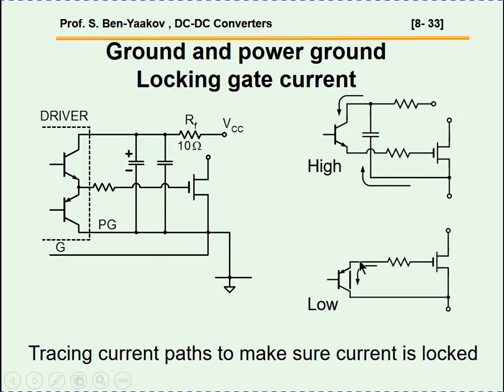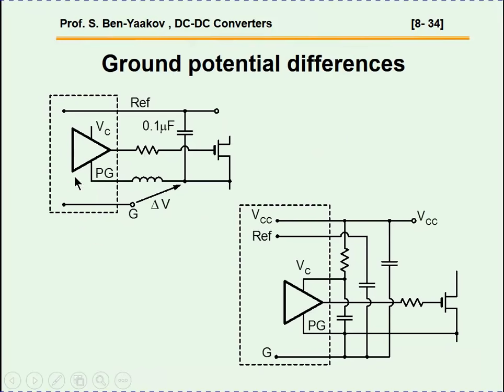And during off, it's locking the current here. So the current, which is a high peak current, and as we have seen could be 1 amp or more, is isolated and is only within this area. It's not propagating through this ground. So in order to be able to do this, you need two lines. One is the ground and one is the power ground. So here it is, we have, say, a PWM controller, which is these two lines.